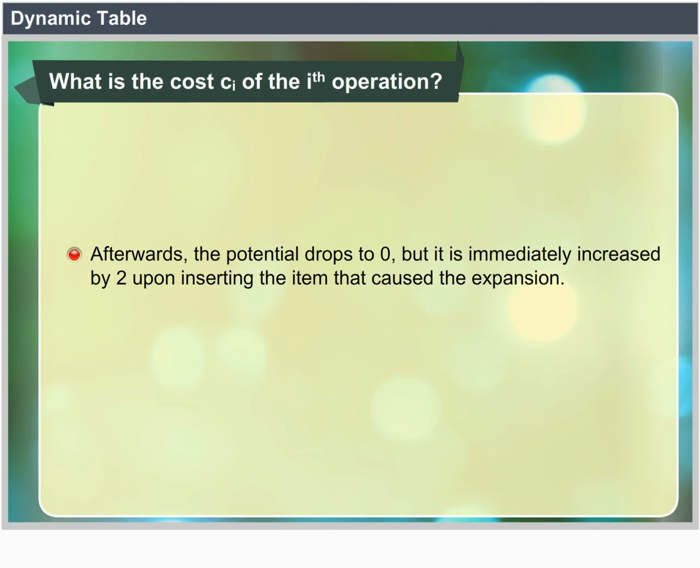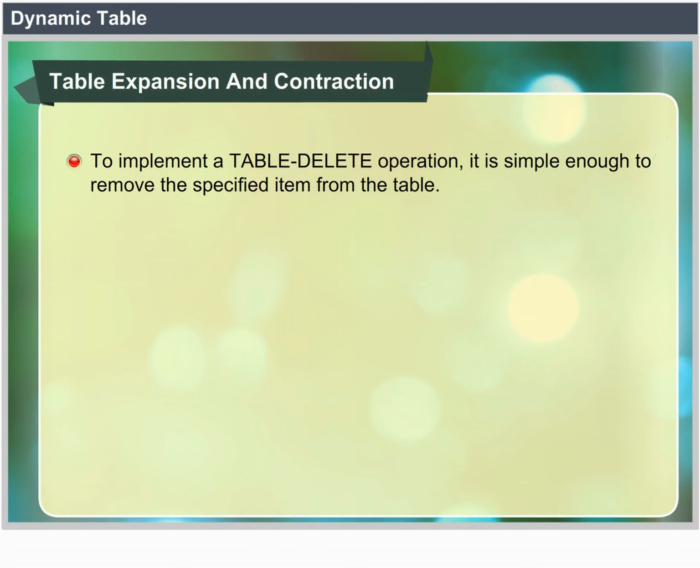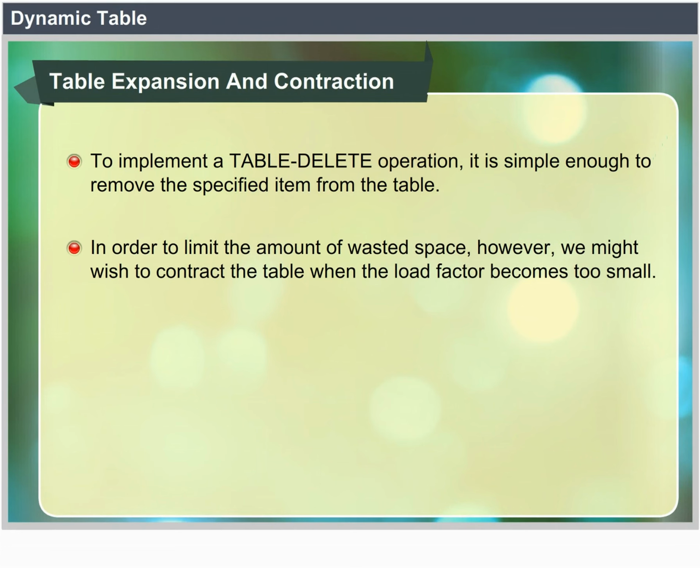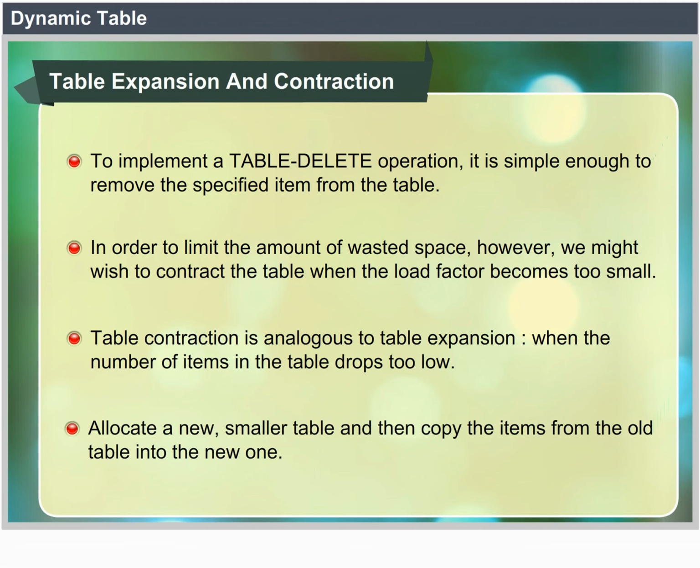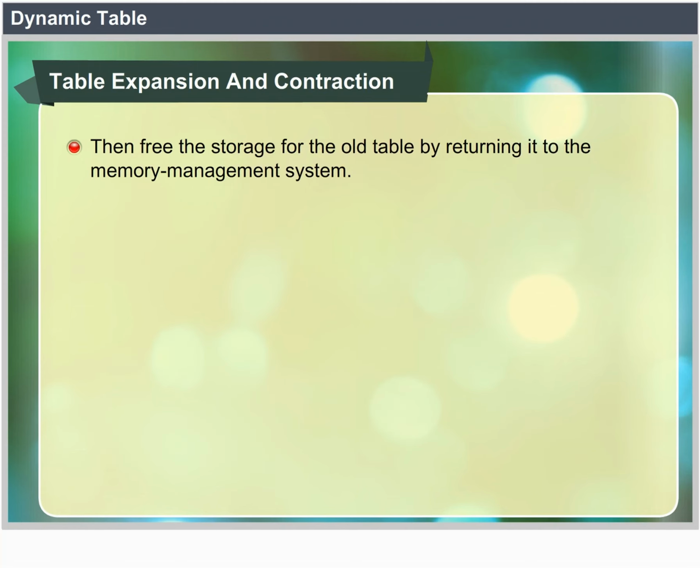Table expansion and contraction. To implement a table delete operation, it is simple enough to remove the specified item from the table. In order to limit the amount of wasted space, however, we might wish to contract the table when the load factor becomes too small. Table contraction is analogous to table expansion when the number of items in the table drops too low. Allocate a new, smaller table and then copy the items from the old table into the new one. Then free the storage for the old table by returning it to the memory management system.